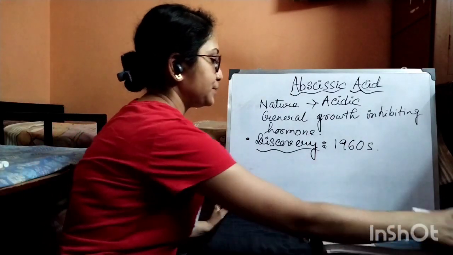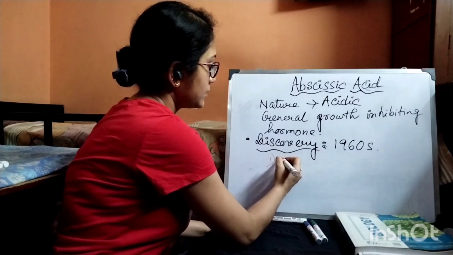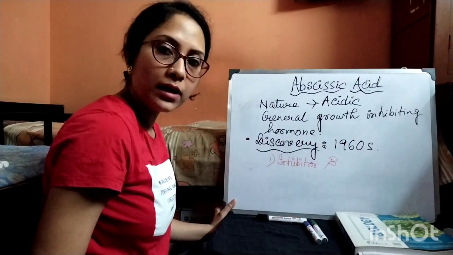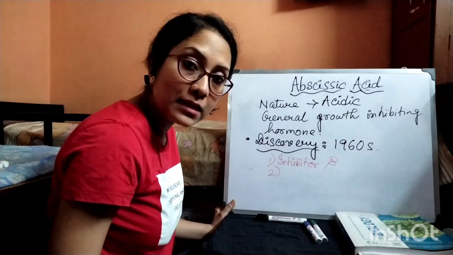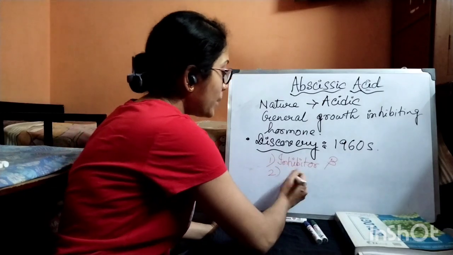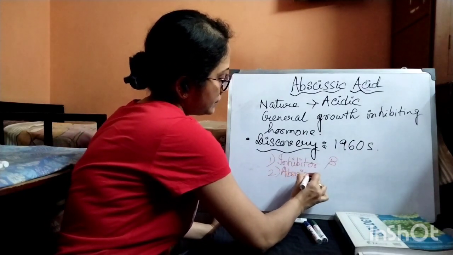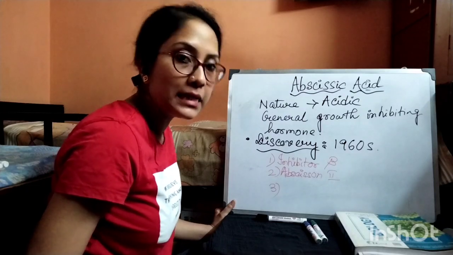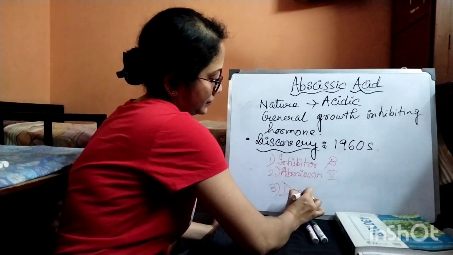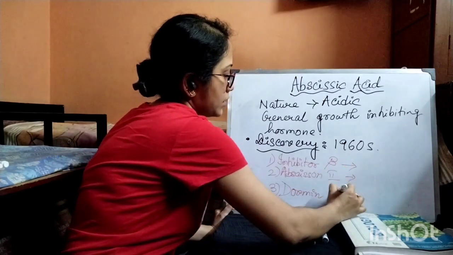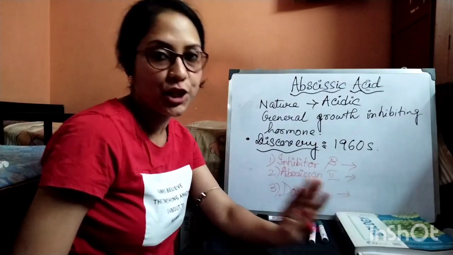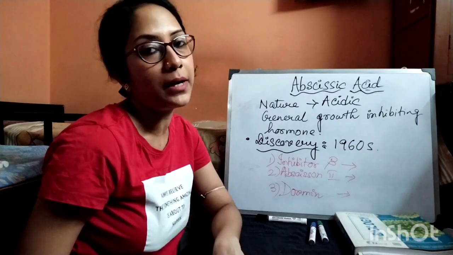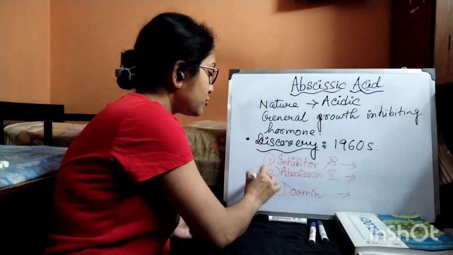What are the three categories? The first is inhibitor beta. The second one is abscission II, Roman two, abscission II. And the third one is dormin. So a group of scientists during their investigation found certain types of chemical molecules which act as growth inhibitor particles in plants, and they categorized them into these three categories.